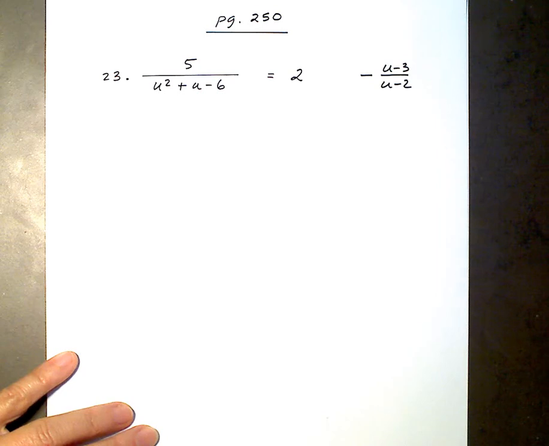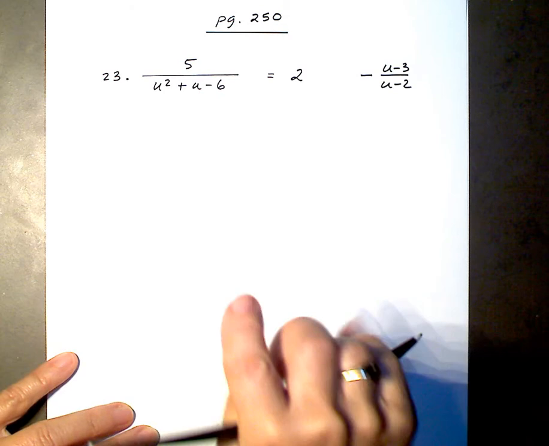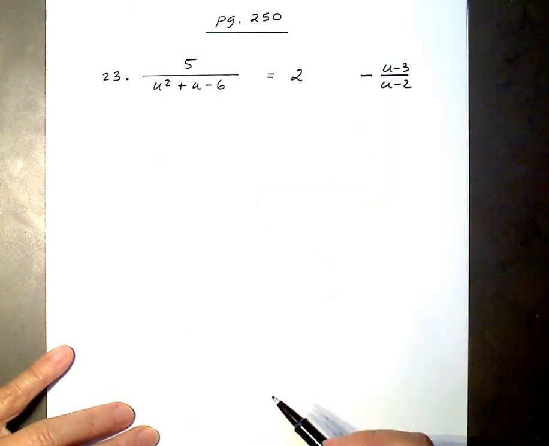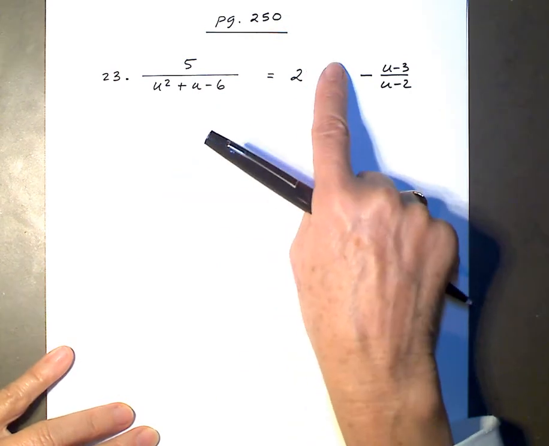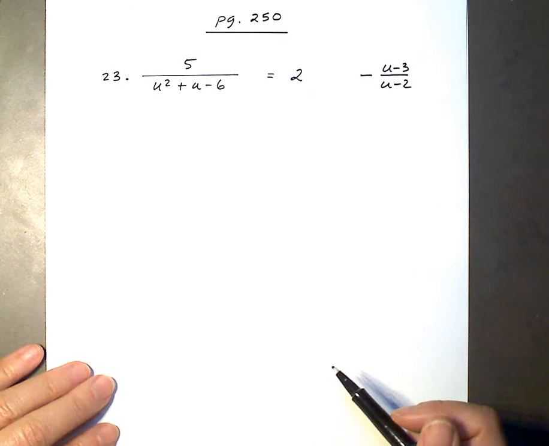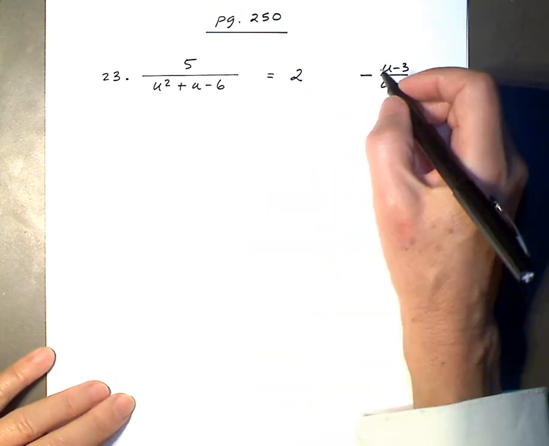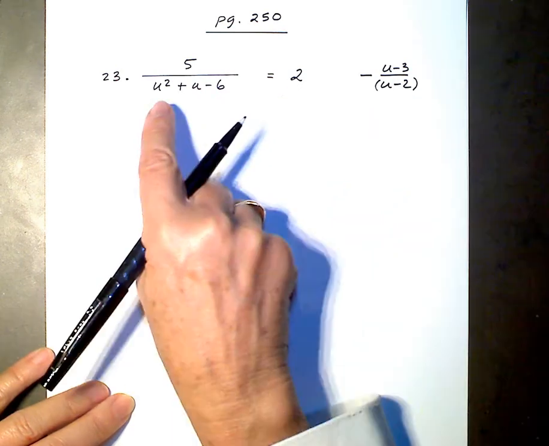All right, this is number 23 on page 250, and I have this equation with the variable of u all over and in the denominator certainly. I left a lot of space here because I know I'm going to have to rewrite the 2 using the lowest common denominator. So the first thing to do: this denominator is already a linear u. This is just a denominator of 1. This one would have to be factored.